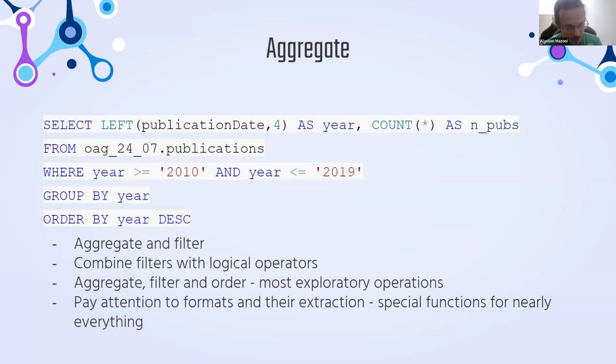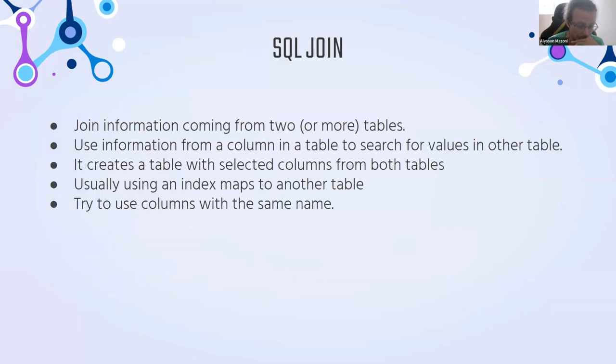If you understand what's happening in all these five lines of code here, you can do more than half of what you need to do, even in this training, right? But this format is very important. Now I'm going further with join, right? So join is what we call a more complex thing. It's not a basic query anymore.